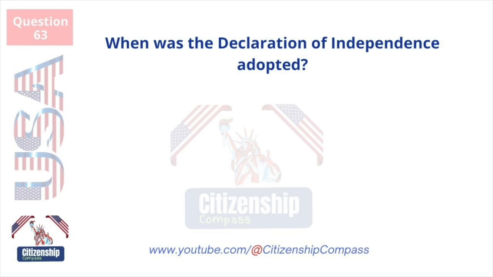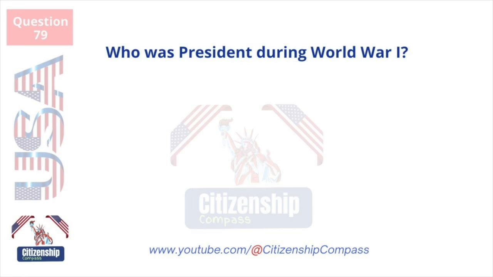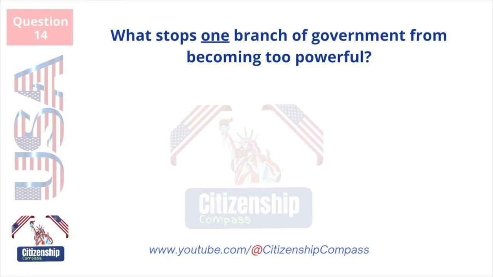When was the Declaration of Independence adopted? July 4th, 1776. Who was president during World War I? Woodrow Wilson. What stops one branch of government from becoming too powerful? Checks and balances.